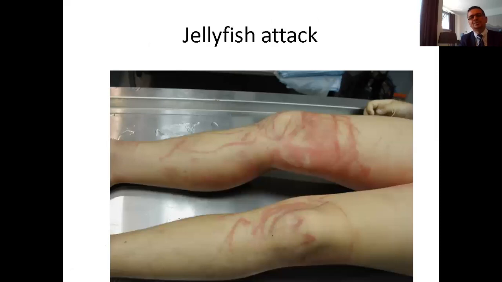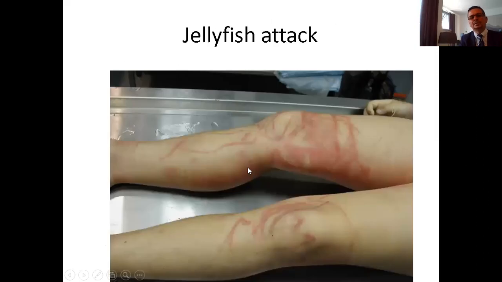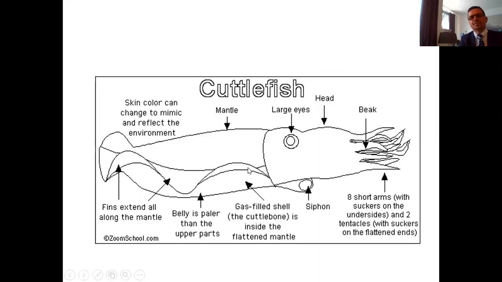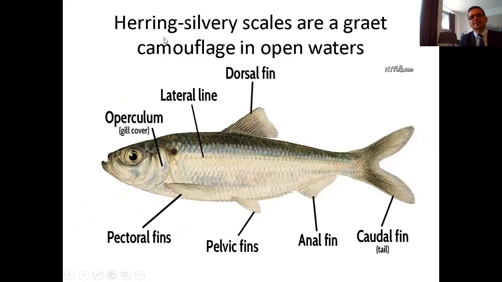This is a picture of someone's legs after a jellyfish attack. Jellyfish have long tentacles growing out of the umbrella-shaped top, and with these they can cause rather serious injuries. A special kind of creature is the cuttlefish. We are not going into details about that, but the octopus is something important. It's in our book as well. Herring: silvery scales are a great camouflage in open waters. Oh, sorry about this. I just changed the order of the letters. You can change that in your book. So the camouflage technique is important.